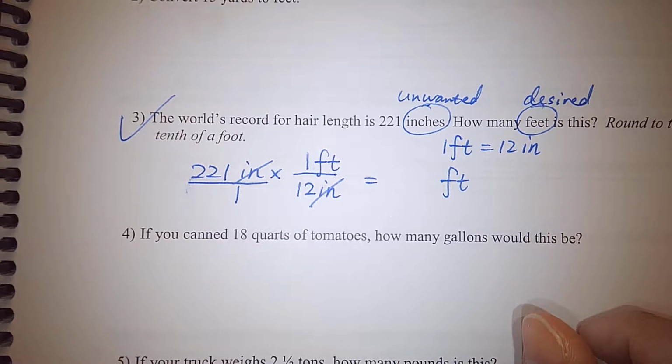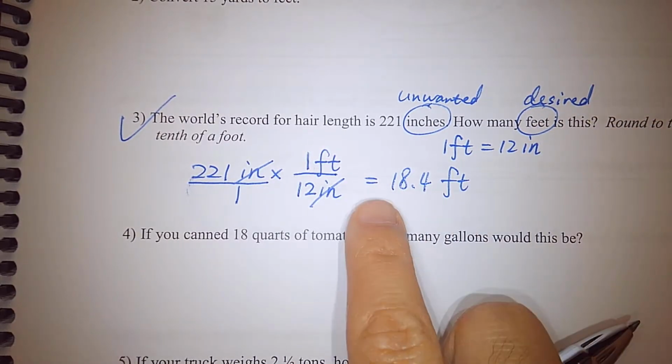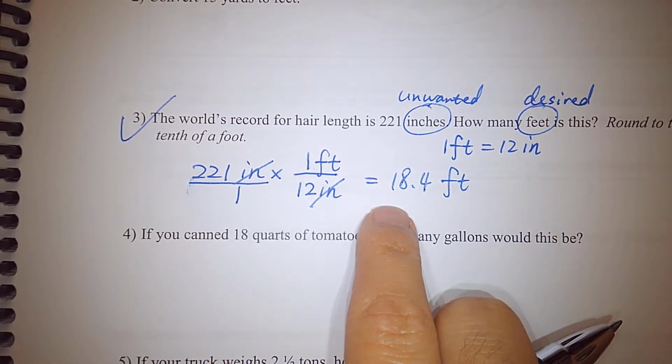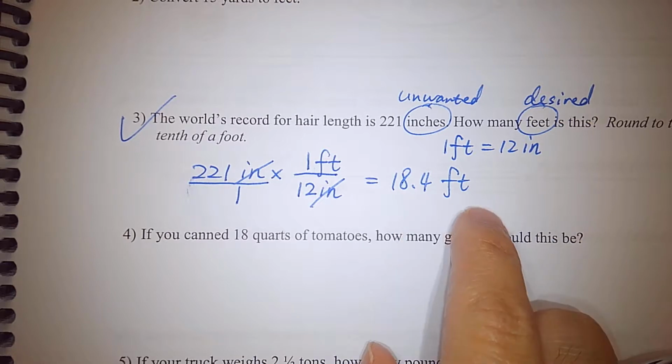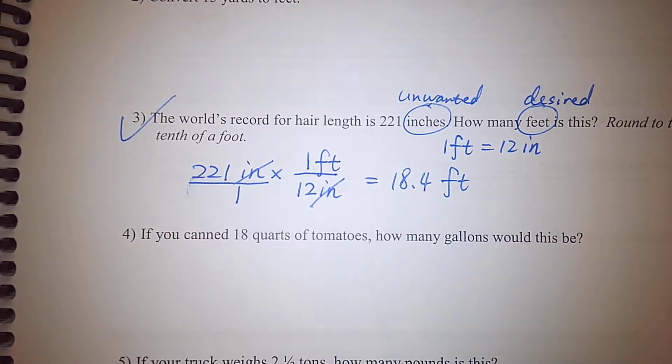Irma? 18.4. Okay, 18.4 feet. Thanks. Everybody get the same answer? Yes. See, 221 inches converted to feet is going to be 18.4 feet. Everybody? All right. So this is question 3.